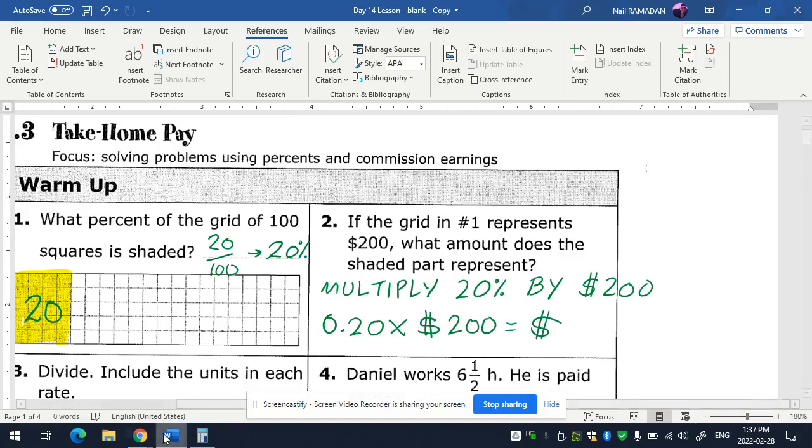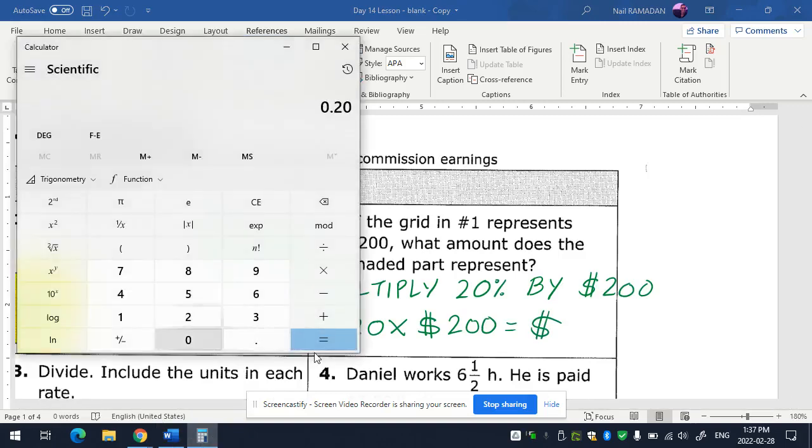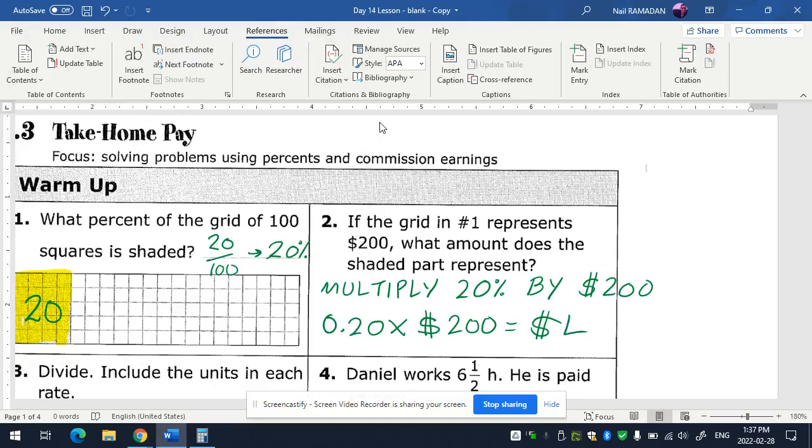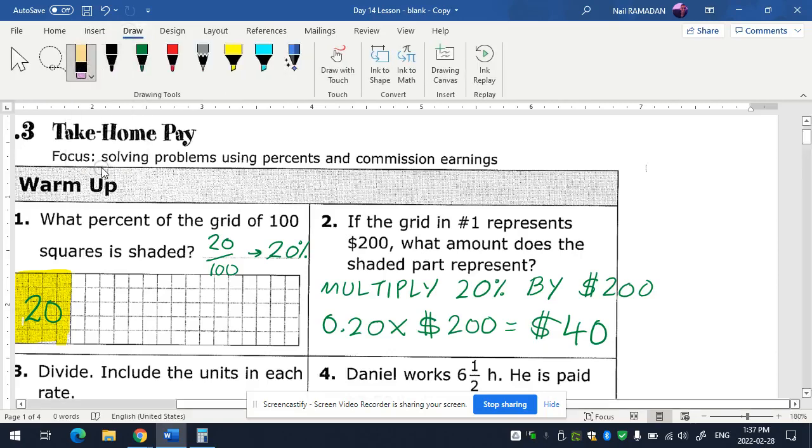Well, let's see. 0.20 times 200, that would be $40. So 20% of 200 is 40 bucks. 20% of $200 is $40.